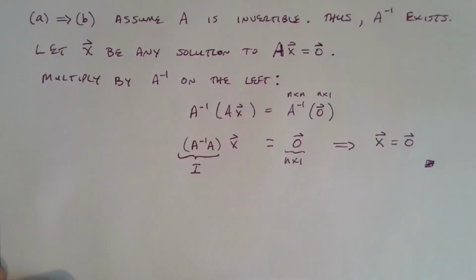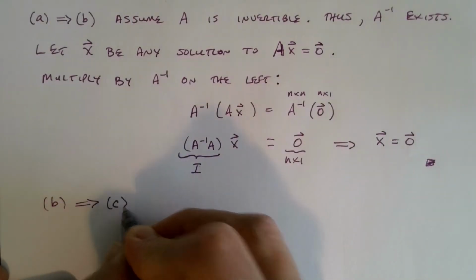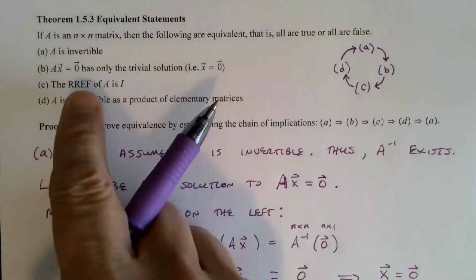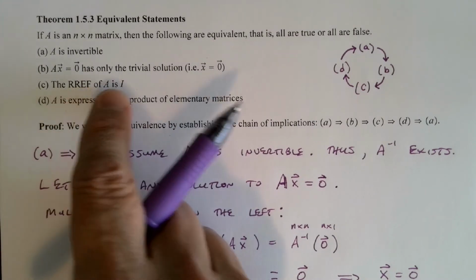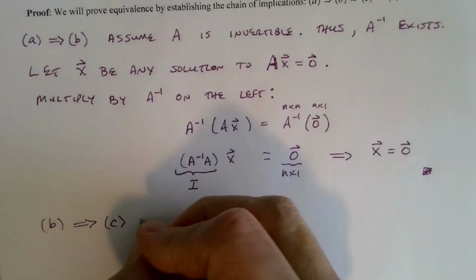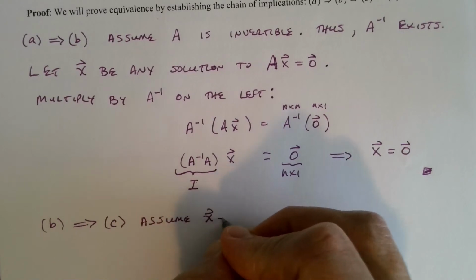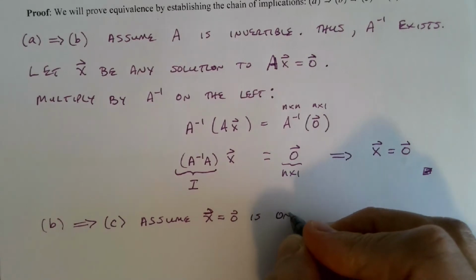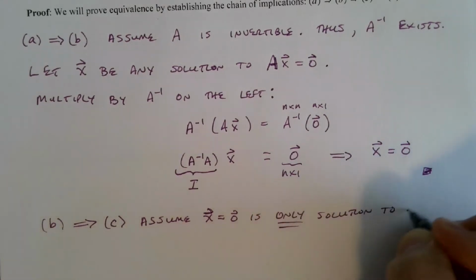So now we'll move to the second phase. We'll assume B is true, and we'll prove that C follows. Now B was what we just proved a minute ago, but now we're going to assume this is true, and then we're going to prove C, that the reduced row echelon form of the matrix A is the identity matrix. Okay, so here we're going to assume that x equals 0 is the only solution to AX equals 0.